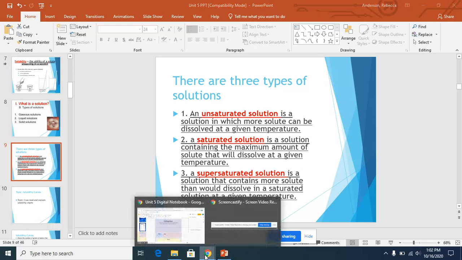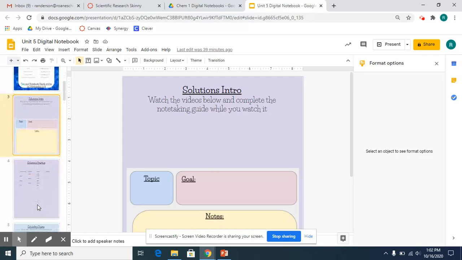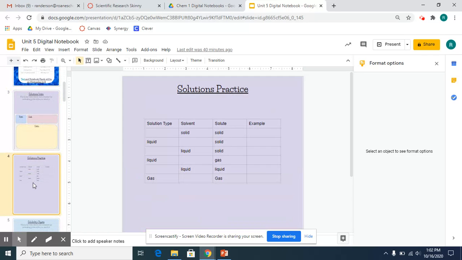So for your digital notebook for this section: solution type, solvent, solute, and example. These are all things we've talked about throughout this PowerPoint. Just a tip, your solution type will always be the same as your solvent. For example, we have water and we have salt. Water is a liquid, salt is a solid. Now we are pouring salt into the water, so our salt is our solute and our water is our solvent.